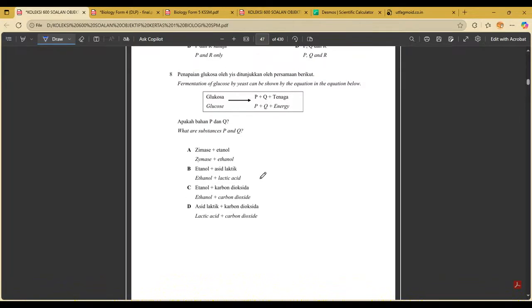Okay. Fermentation of glucose by yeast can be shown by the equation below. What are substances P and Q?